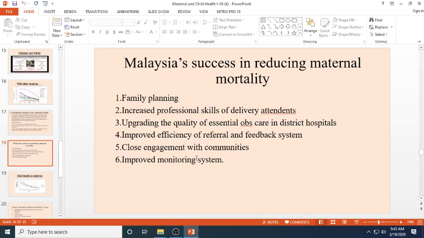Let's see what factors affect the success in reducing maternal mortality in Malaysia. So these are the factors: family planning, increased professional skills of delivery attendants, upgrading the quality of essential obstetric care in district hospitals, improved efficiency of referral and feedback system, close engagement with communities, and improved monitoring system are the factors affecting Malaysia's success in reducing maternal mortality.